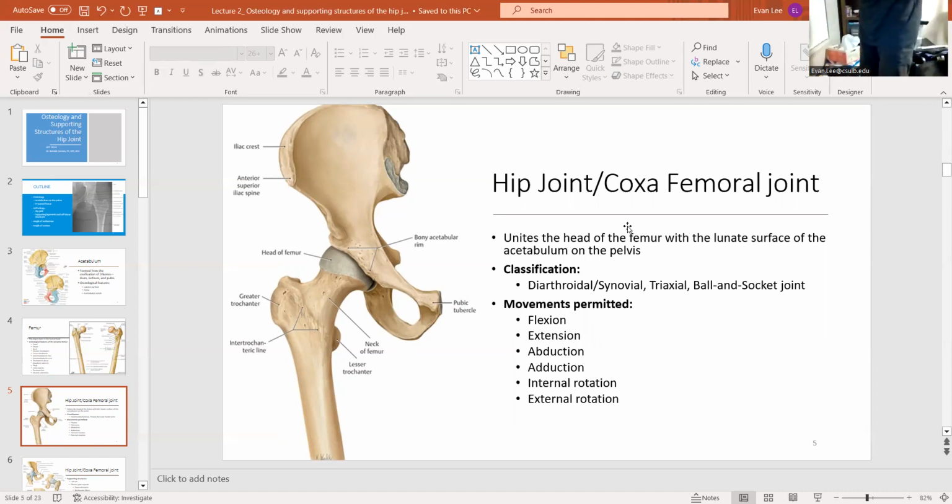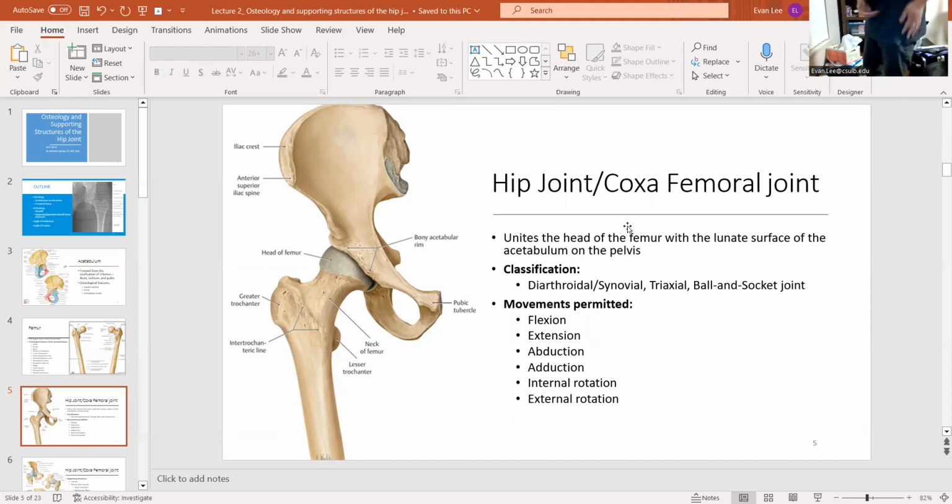So flexion and extension is going to be going front and back. When you decrease the angle of your hip joint, this is going to be flexion. You're decreasing this angle right here. And then extension is going to be the back, going over back or posteriorly like that, which increases the angle of the hip joint.